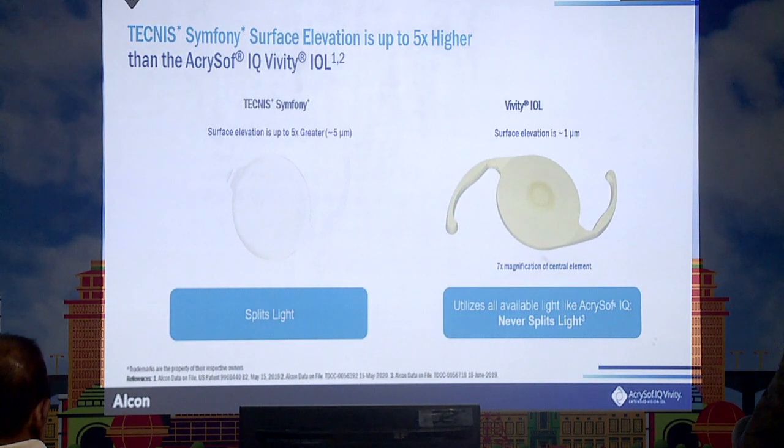As opposed to the Technic Symphony surface, it has got diffraction technology, which splits the light, and not all light is going to the eye, so there are some visual disturbances, and near vision is better with the VBT because of this X-wave technology.